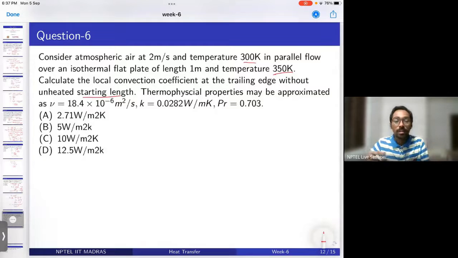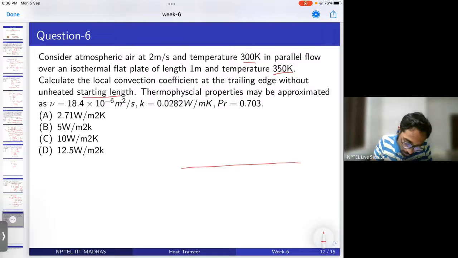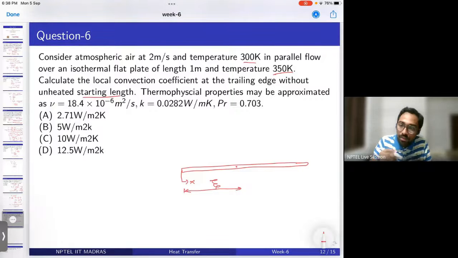So till now what we studied is that the heating starts at the leading edge itself. But in some cases, heating starts from some other point from the leading edge. So say for example this case. This is a flat plate, and this is the leading edge, and till this epsilon there is no heat transfer.